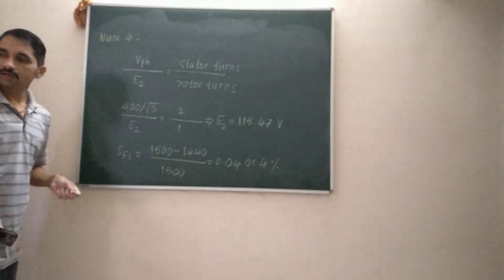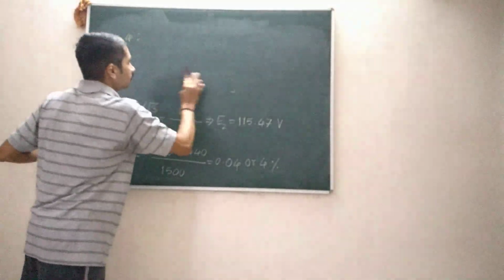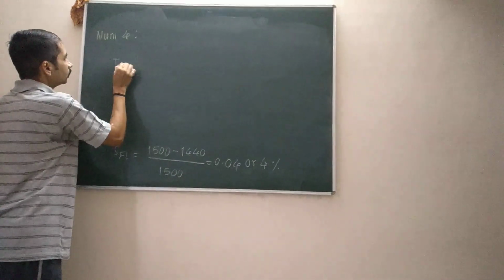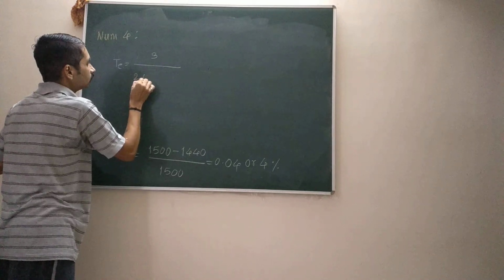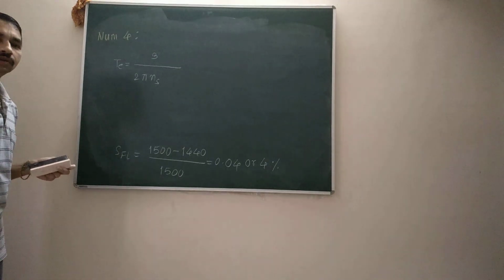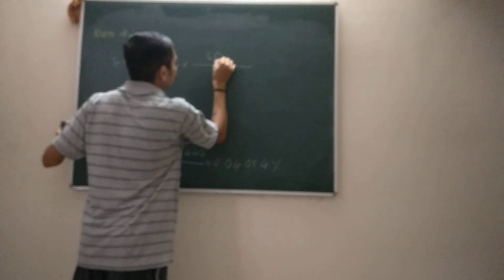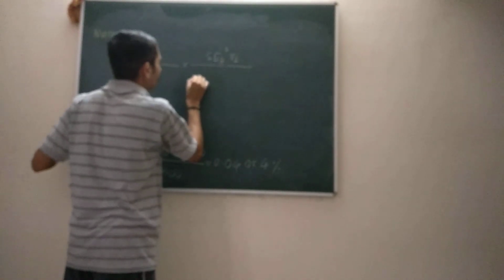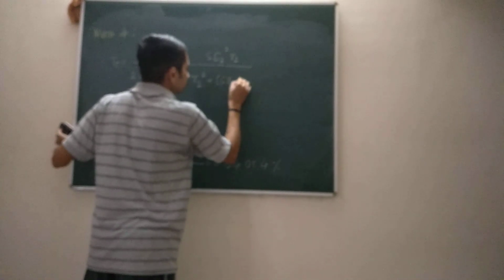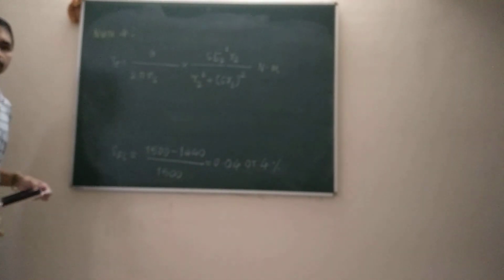And now we can calculate the torque developed by making use of the previously used equations, as TE is equal to 3 over 2 pi Ns, that is rotating magnetic field speed in RPS, multiplied by S E2 square R2 upon R2 square plus (S X2) whole bracket square. Unit will be Newton meter.